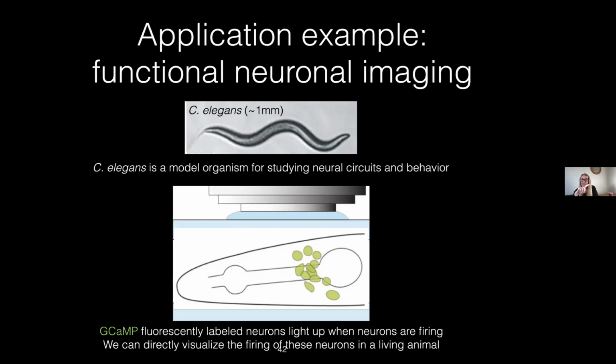So here I'm showing a C. elegans worm, and then I'm showing him with his nose pointing left inside the microscope. And the little green blobs that you see are neurons in this worm's brain. And they're labeled with the green fluorescent protein so that they glow in the dark. But this green fluorescent protein has been modified with calmodulin so that it actually only lights up when the neuron is active, which means that we can visualize in real time in these living animals neuronal signaling.